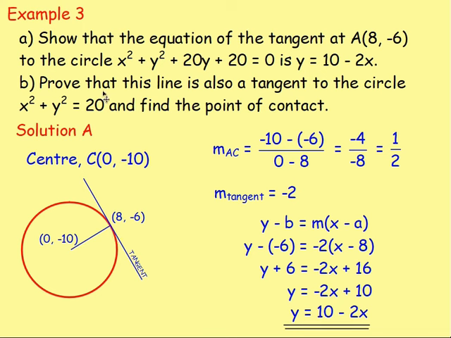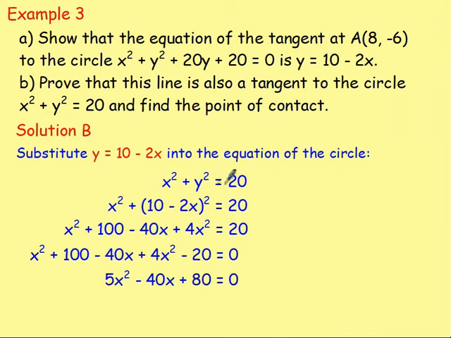But part B was saying to prove that this line is also a tangent to the circle x squared plus y squared equals 20. From that is where you take the equation of the line, y equals 10 take away 2x, and we sub that in. Anywhere we see a y, we replace it with 10 take away 2x in the equation of the circle. So the equation of the circle, x squared plus y squared equals 20. Remember, we're replacing the y with 10 take away 2x.